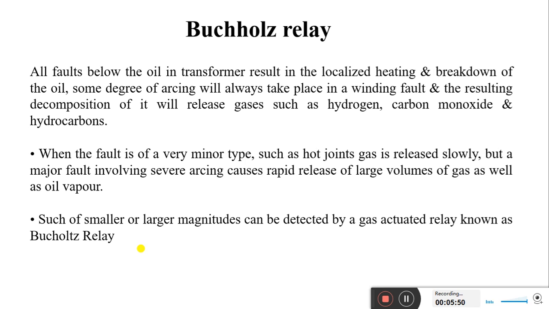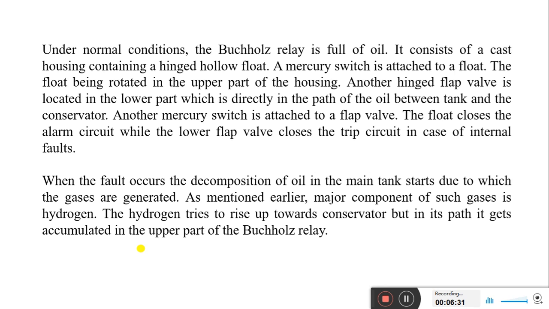because due to the decomposition of the oil, gases are generated, and these gases rest at the top of the transformer tank, so that the oil level decreases, causing the tilting of the flap valve, so that the mercury switch contacts close, and it gives the actuating signal or alarm signal, and at the same time the signal for tripping the circuit breaker. So the transformer remains disconnected from the supply side. This is how the gas actuated relay operates.